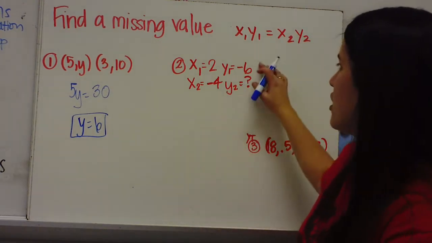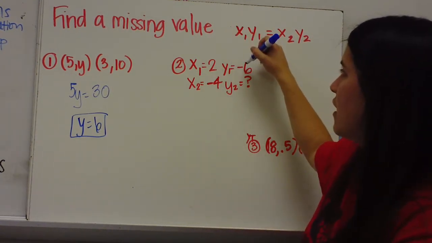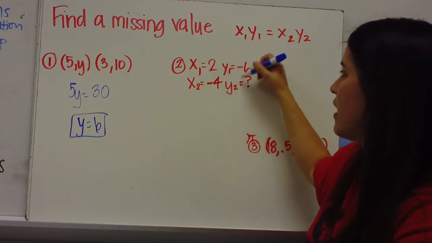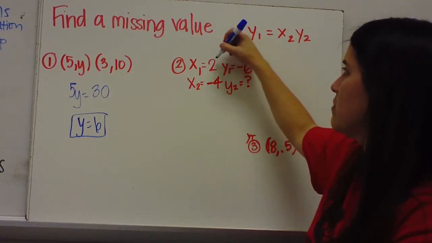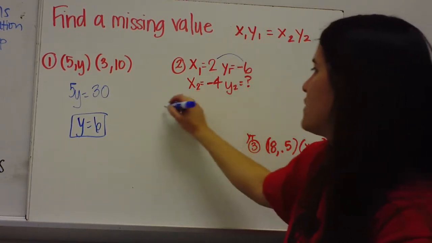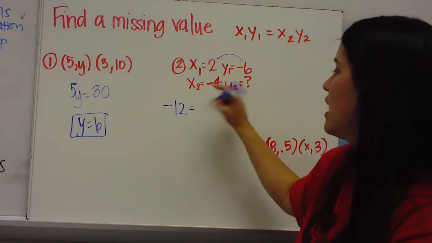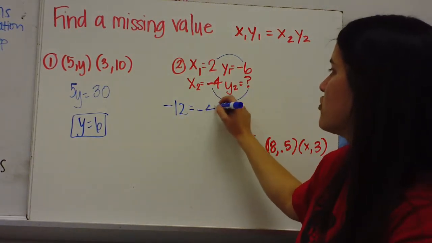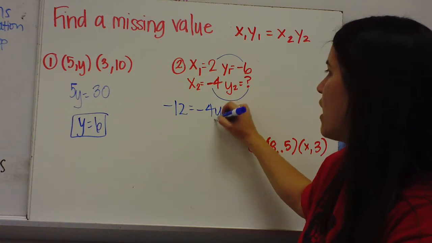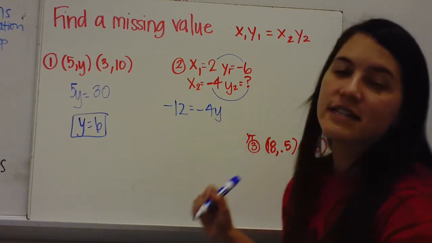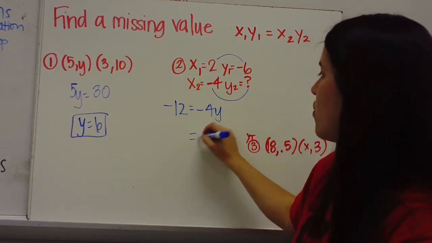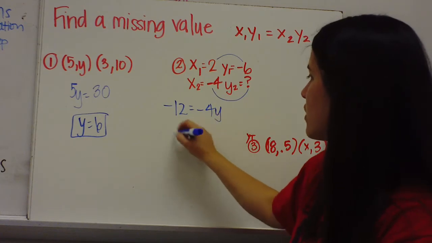And then from here, I've given you x1 and y1, and x2 and y2 is missing. So again, I'm going to multiply. 2 times negative 6 is negative 12. And negative 4 times question mark is going to be negative 4y. Divide both sides by negative 4, and y equals 3.